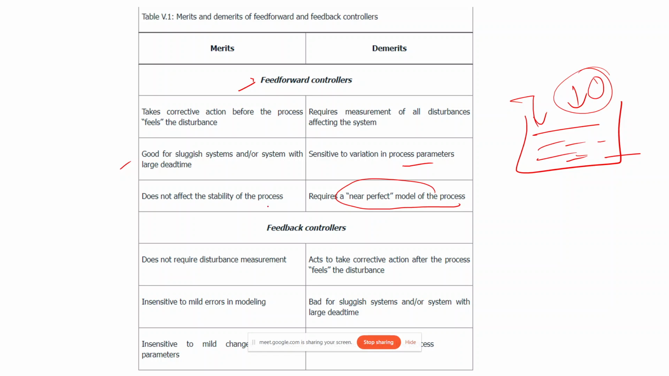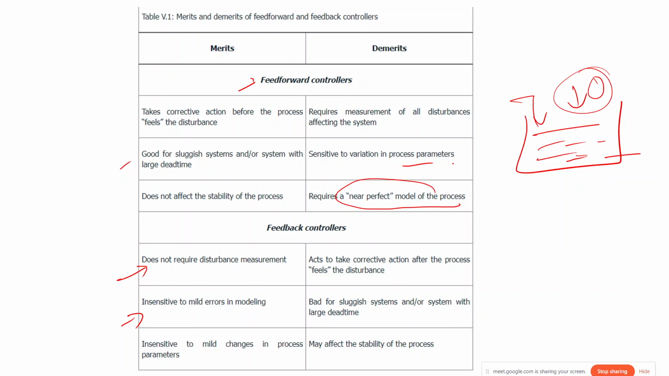And for the feedback controllers, it does not require any kind of disturbance measurement. It is insensitive to mild errors in modeling, and it is insensitive to mild changes in process parameters. So basically for feedback controller, we are simply measuring the output. So we don't need an accurate model for taking the control action. However, the corrective action will be only changed if the output changes. So no matter if I'm changing the disturbance, if it doesn't have an effect on my output, the corrective action won't be taken.